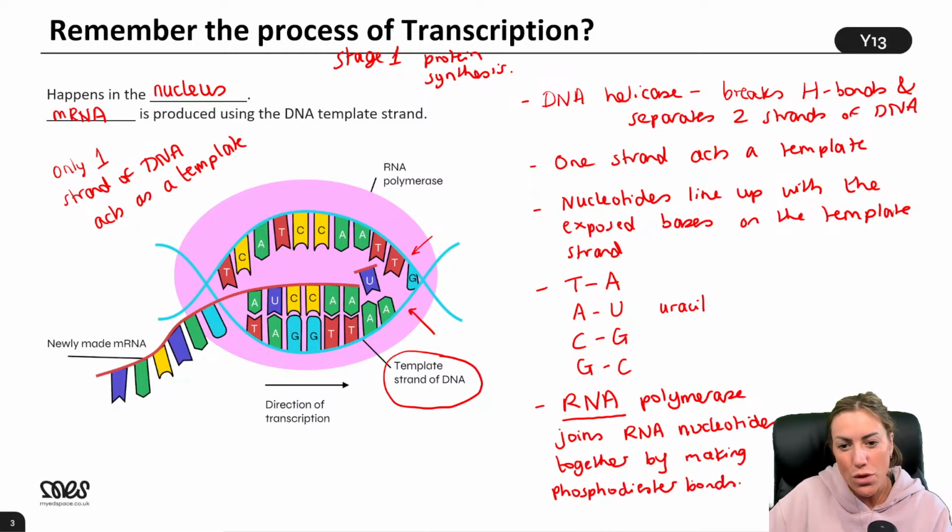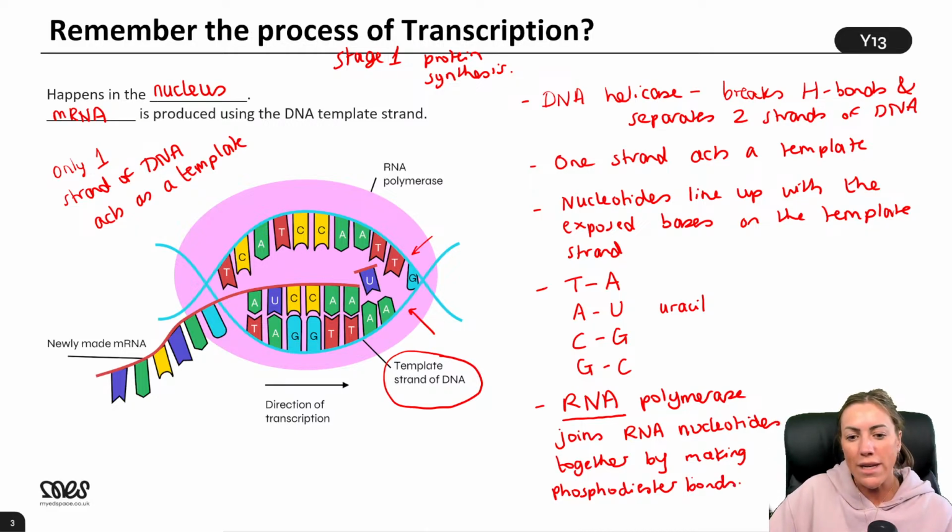How come 2 strands don't act as a template? You only need 1 strand to act as a template because you're just making a single-stranded piece of messenger RNA. So look at the diagram. All you need is 1 template strand. And we're making a single strand of messenger RNA. And obviously the order of bases on that messenger RNA is determined by the order of bases on that template strand.